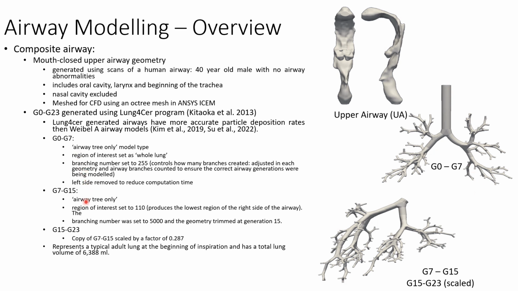We use a particular set of parameters, a particular set of settings within LungForcer. And then we use it to generate G7 to G15 with a different set of parameters. And then we generate G15 to G23 by taking the G7 to G15 model and scaling it down by a factor of 0.287. So together, these four parts of the model represent a typical adult lung at the beginning of inspiration, and it has a total lung volume of 6,388 milliliters.